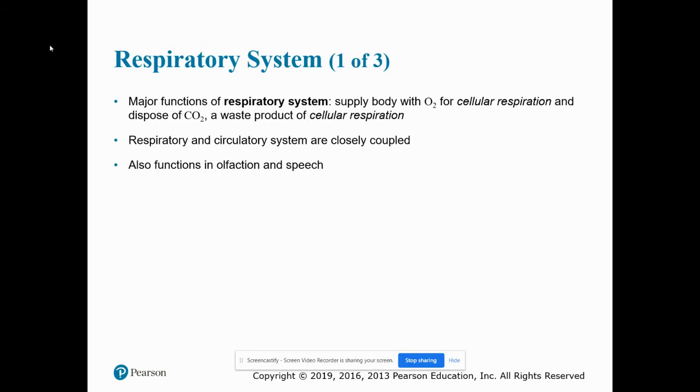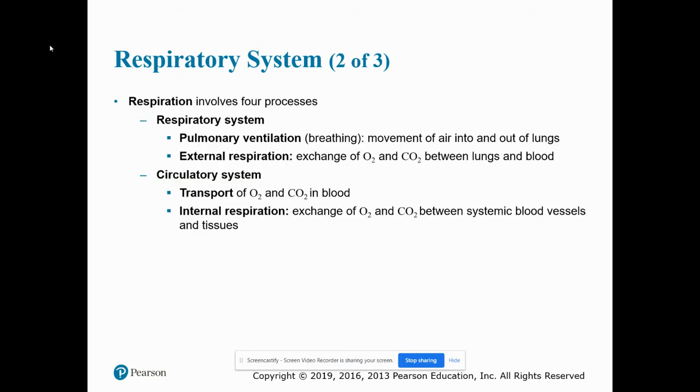So we have the two major functions of the respiratory system: to supply the body with oxygen that's necessary for cellular respiration, and dispose of the waste CO2 that is a byproduct of cellular respiration. And then we have the circulatory system and respiratory system are closely coupled. And then the respiratory system also plays functions in olfaction and speech.